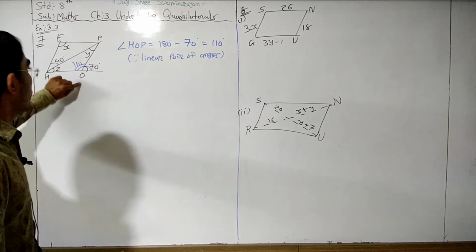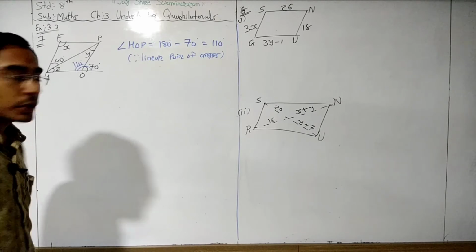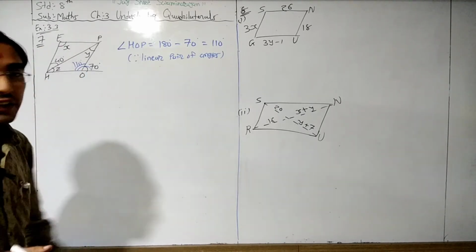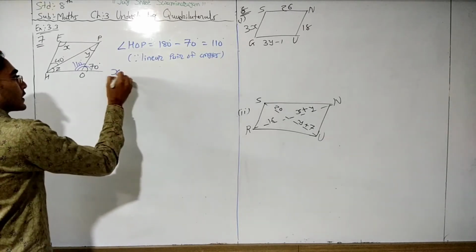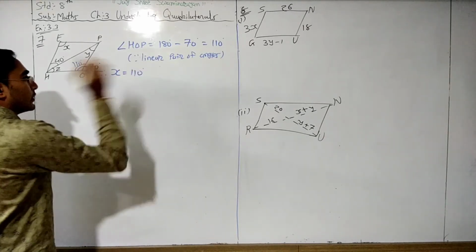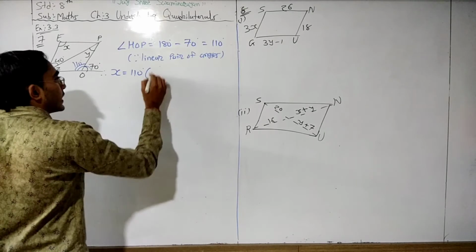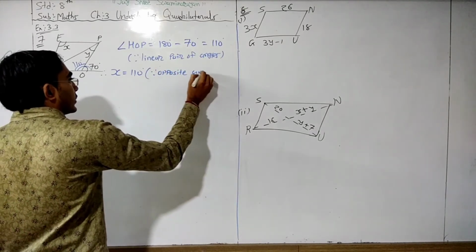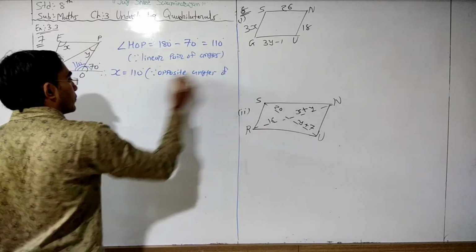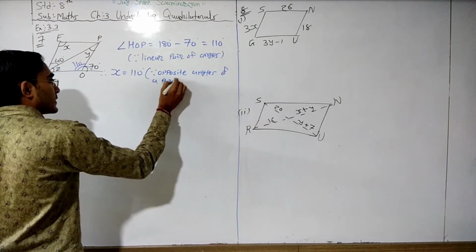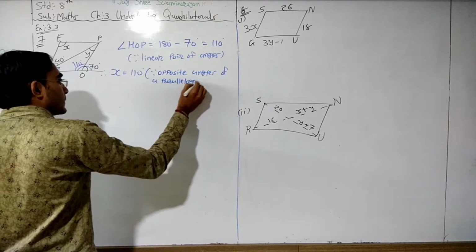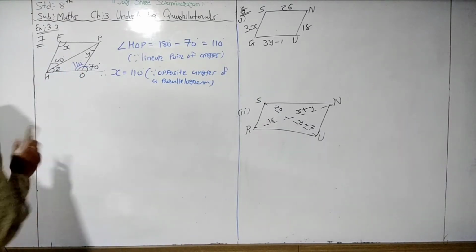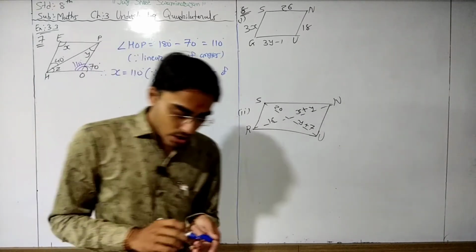Now HOPE is a parallelogram. One angle is 110, so the opposite angle x is also 110. The reason is opposite angles of a parallelogram. Okay. So here our x is equal to 110.